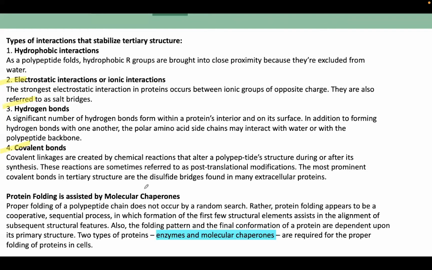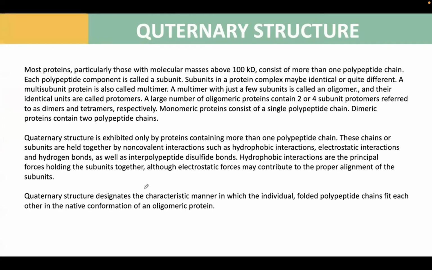Also, the folding pattern and the final conformation of a protein are dependent upon its primary structure. Two types of proteins, enzymes and molecular chaperones, are required for the proper folding of proteins in the cells. And lastly, the quaternary structure. Basahin lang natin yung mahabang description and then discuss natin siya dun sa susunod na slide.